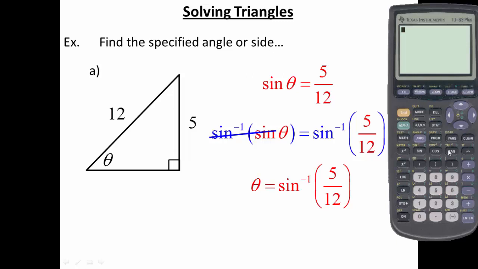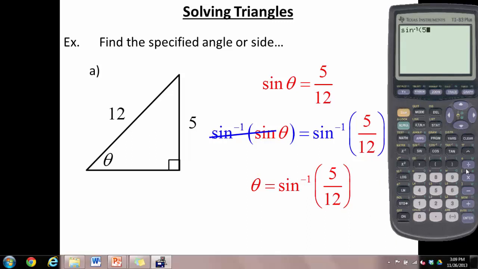And any well-designed calculator, right above sine, cosine, and tangent, will have sine to the -1, cosine to the -1, tangent to the -1. Remember, when you have a function raised to the -1, that does not mean 1 over the function. That is simply a symbol meaning inverse or inverse function. So that is the inverse sine, the inverse cosine, and the inverse tangent. So instead of typing in sine of 5 over 12, I will hit second sine of 5 over 12. And I'm going to get my answer.